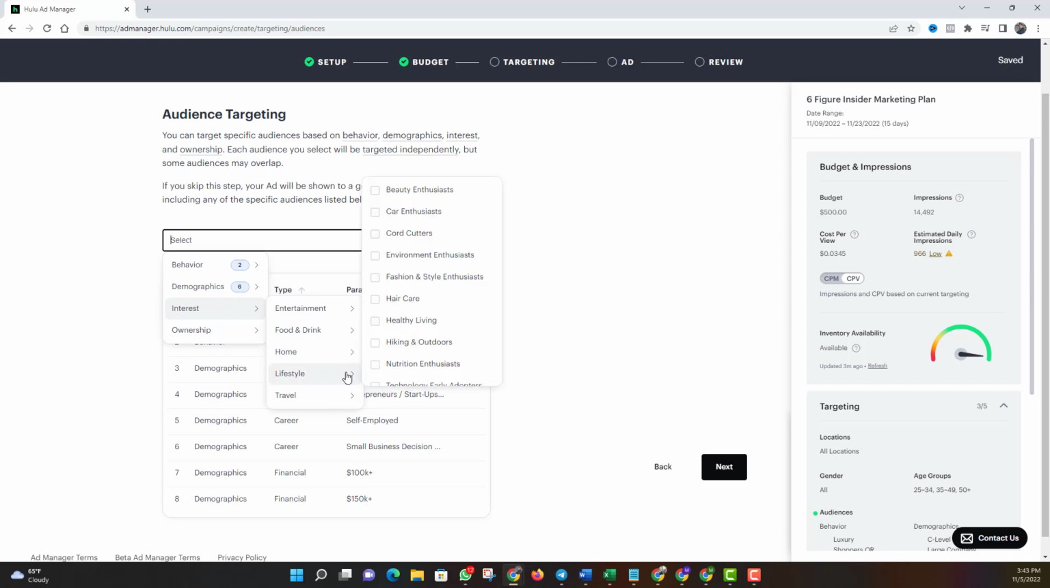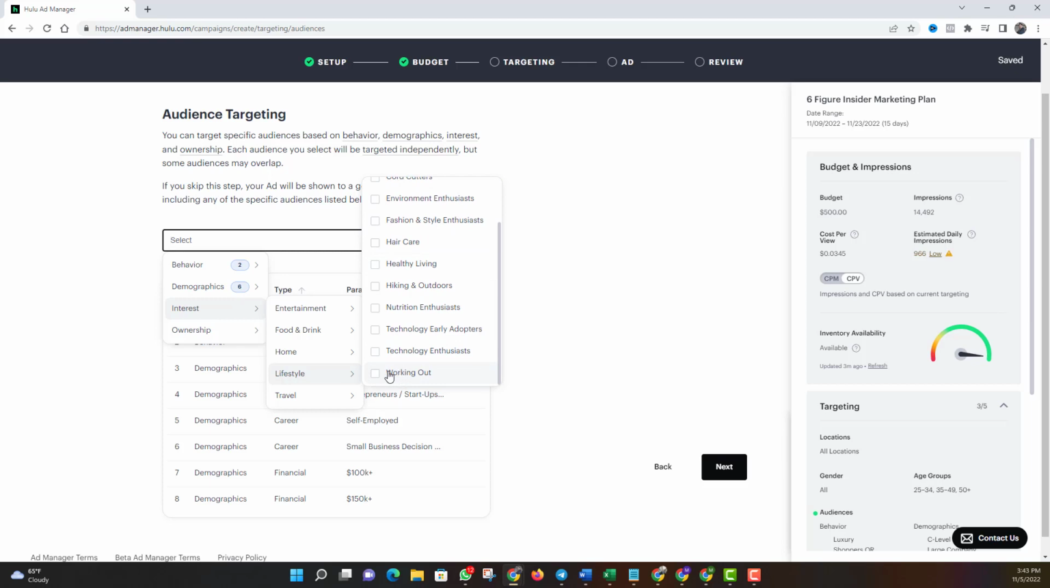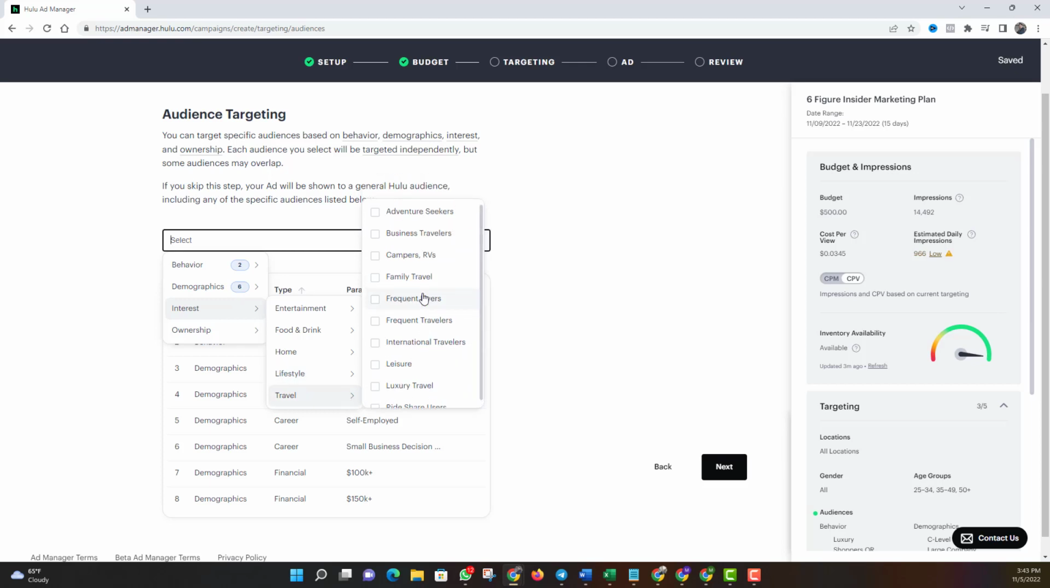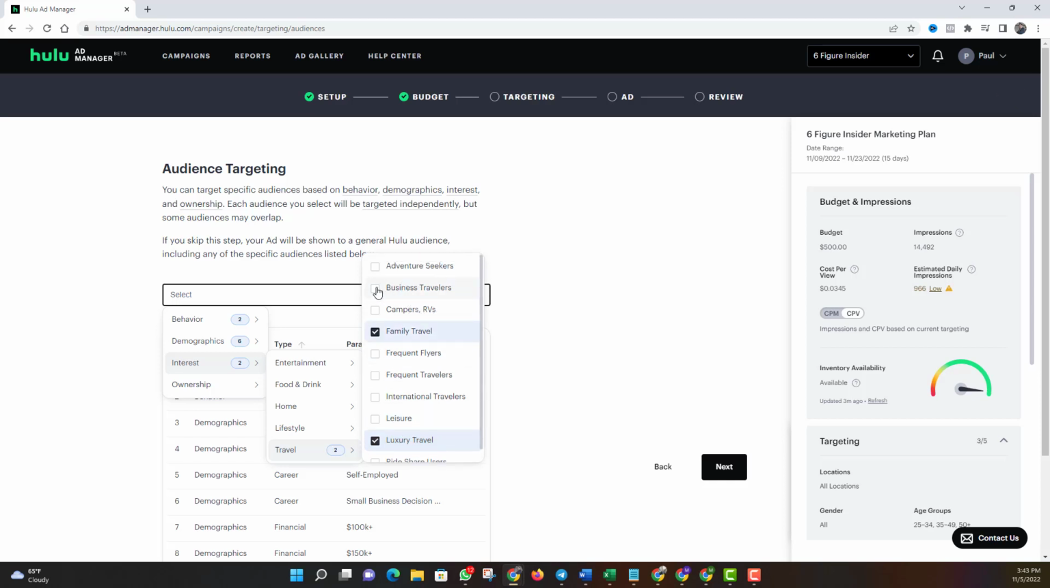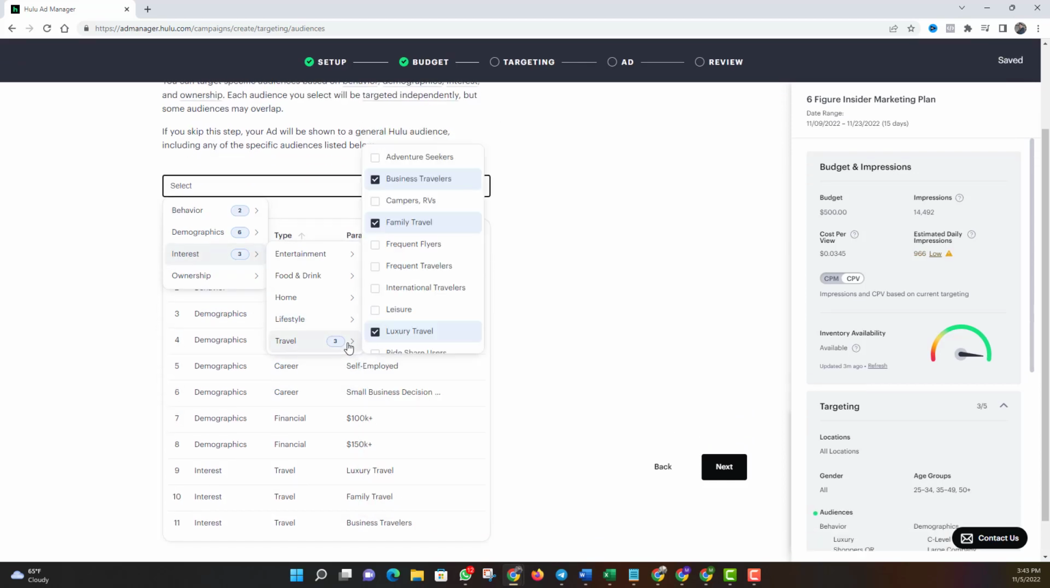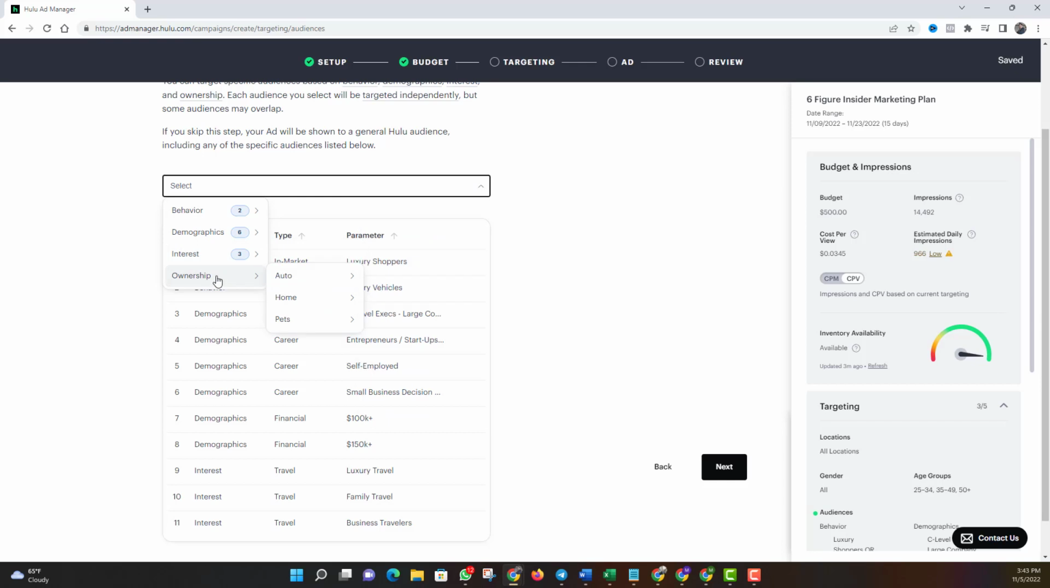You've got lifestyle. That's a big one. So you can actually target people that are into beauty, car enthusiasts, those types of things. Working out, travel, business travelers, adventure seekers, family travel. I'm actually going to go for people that are into luxury travel, because those tend to be people that want to really take their business to another level. They are also into family travel because they care about building for their family. And then, of course, business travel is the other target there. So I love these interest targetings. There's a lot of options there.